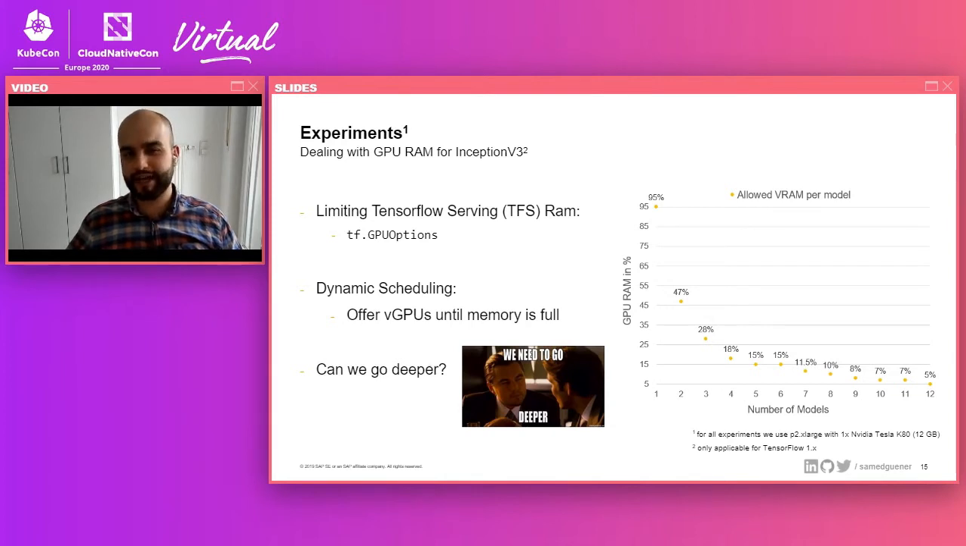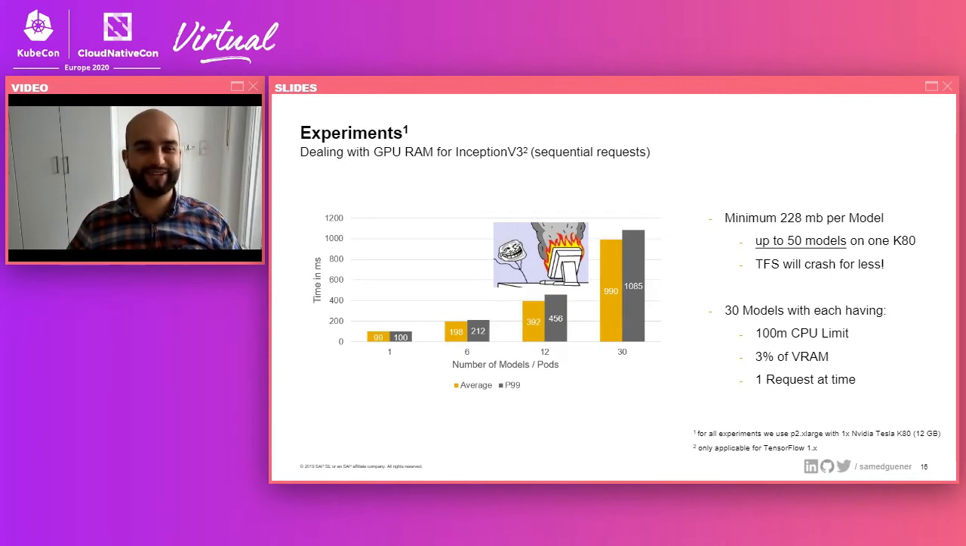But actually, we were very keen on finding the upper limit, how many models can be run without crashing on a K80. So we asked ourselves, can we go actually deeper? And hell yeah, the Inception v3 model requires at most 228 megabytes per model. So it's theoretically possible to stack up to 50 models on one GPU. Due to the CPU limitation on our P2 instance, we could run this experiment only for 30 models with a CPU limit of 100 millicores and assigning 3% of the video RAM we have on our GPU. Keep in mind that this is still a sequential request pattern.